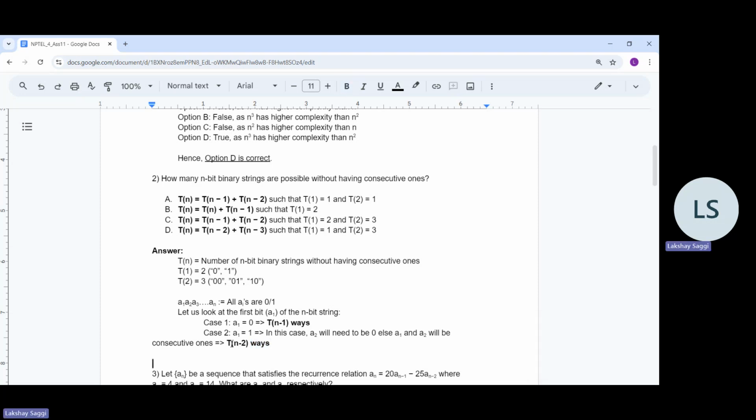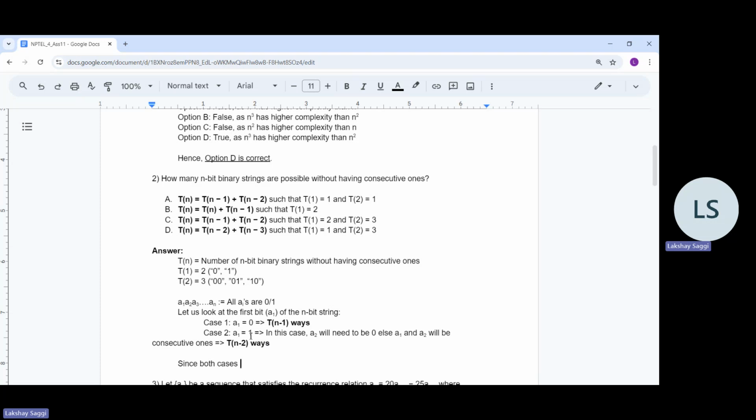So there were two cases. First case was when a1 is 0. Second case was when a1 is equal to 1. And we calculated in both the cases the number of ways. In first case, it was T of n minus 1. In second case, it was T of n minus 2. And since both cases are disjoint, like in one case a1 is 1, and in other case a1 is 0, both cases are disjoint. And note that they are exhaustive also, because this is a binary string, so a1 can only be 0 or 1, and nothing else. So these are disjoint as well as exhaustive cases.